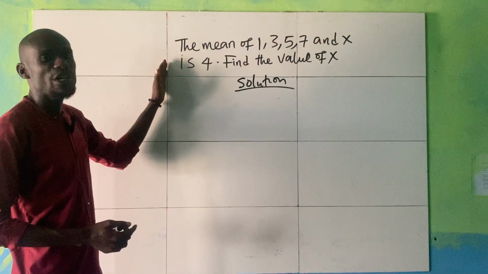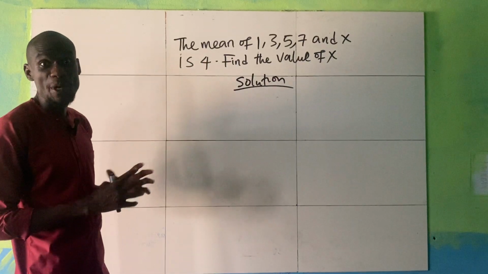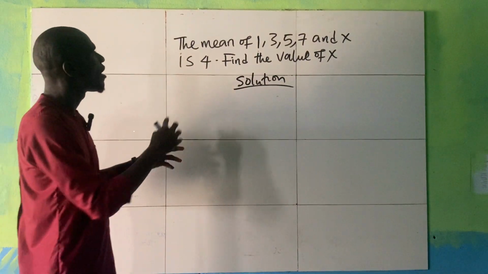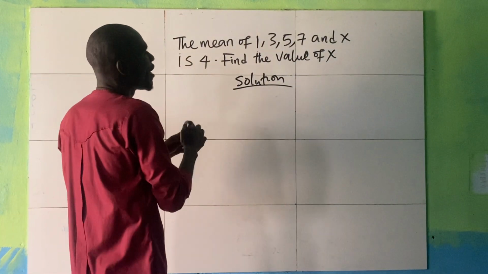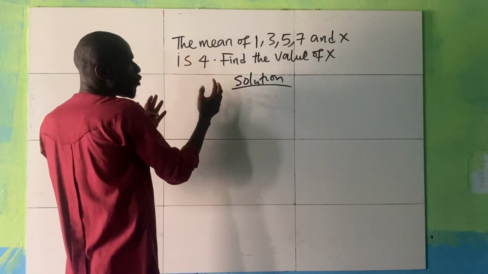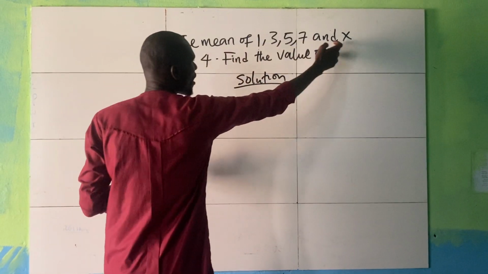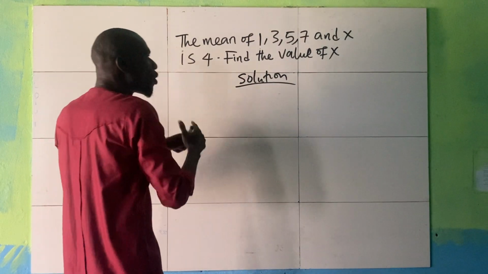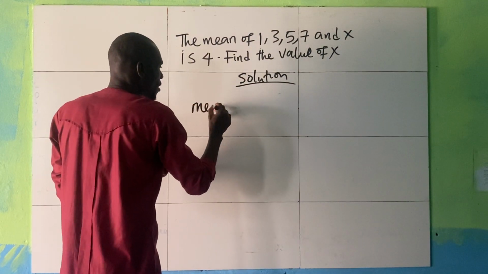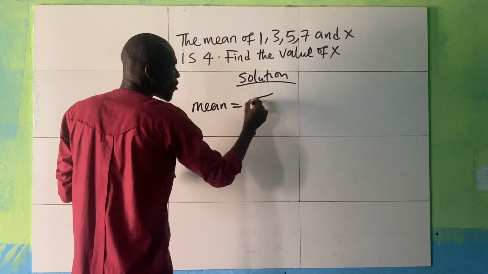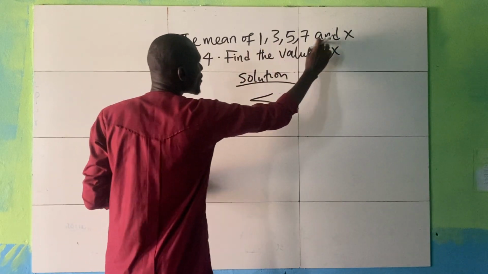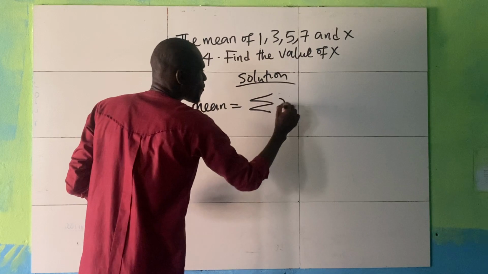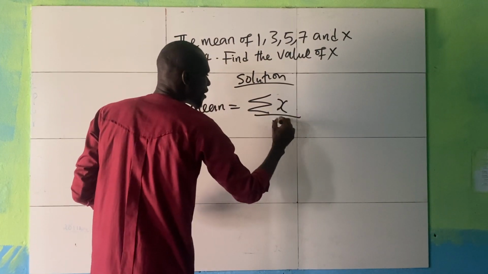Now looking at the board, we have a question that we need to peruse. We have to find the value of x. From the question, the mean of all these numbers is equal to 4. So now, let us look for our mean. The formula for the mean is the summation of all of these elements all over the number of elements.